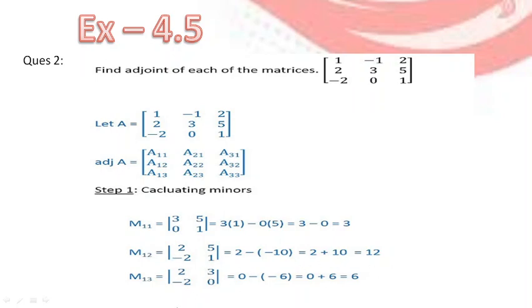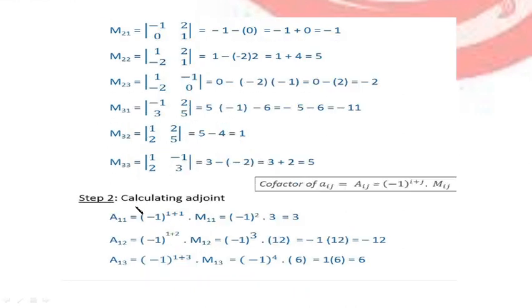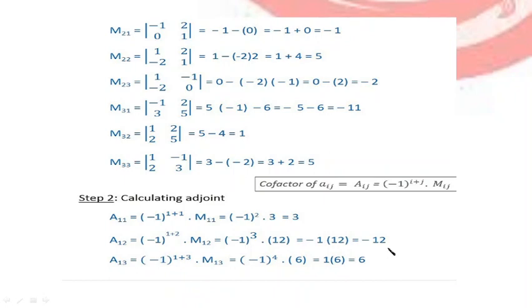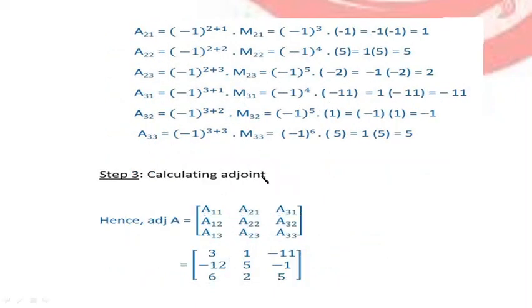This way we have to calculate the minors of all 9 elements, and then we will decide the sign for calculating adjoint. So A11, 1 plus 1, 2, which is an even number, so it means A11 will be equal to M11 only. And A12, 1 plus 2 is 3, which is an odd number. It means cofactor A12 will be equal to negative of M12. So if it was 12, A12 will be minus 12. This way we will calculate all 9 cofactors, and then third step we just have to input all these values in this adjoint A matrix, and this adjoint A is ready for the given matrix A.